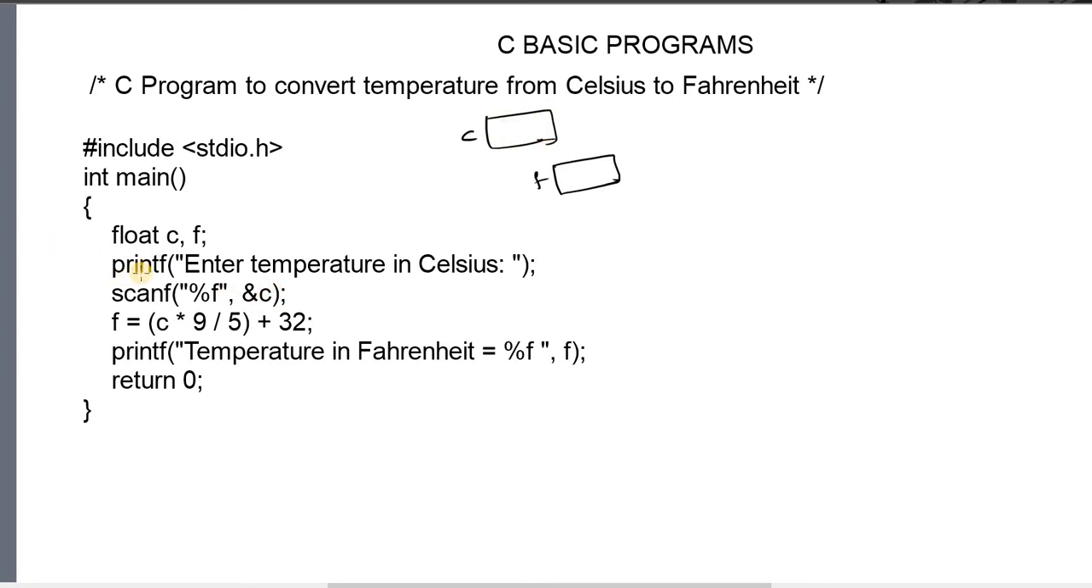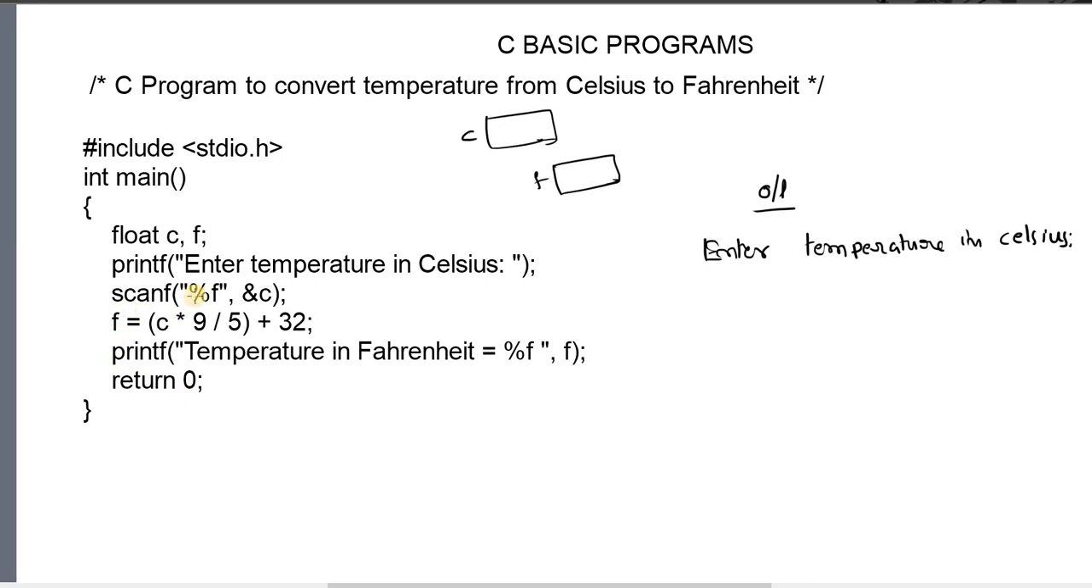The printf is an output function. This printf prints this message on the screen. The message we have given here, the same message we will get on the screen. When the printf is executed, we will get the message: enter temperature in Celsius. Here a colon is there, and printf prints the colon also.